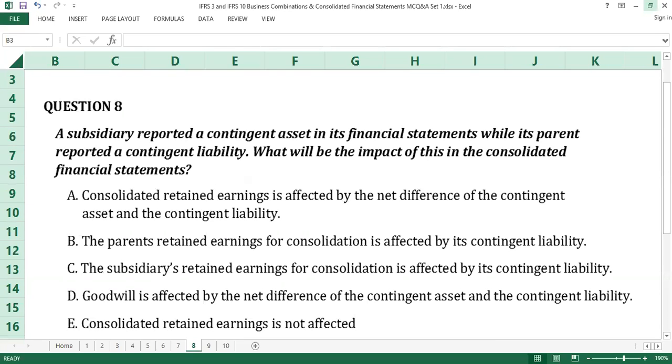Question number 8. A subsidiary reported a contingent asset in its financial statements, while its parent reported a contingent liability. What will be the impact of this in the consolidated financial statements? A, consolidated retained earnings is affected by the net difference of the contingent asset and the contingent liability. B, the parent's retained earnings for consolidation is affected by its contingent liability. C, the subsidiary's retained earnings for consolidation is affected by its contingent liability. D, goodwill is affected by the net difference of the contingent asset and the contingent liability. E, consolidated retained earnings is not affected. Time counts.